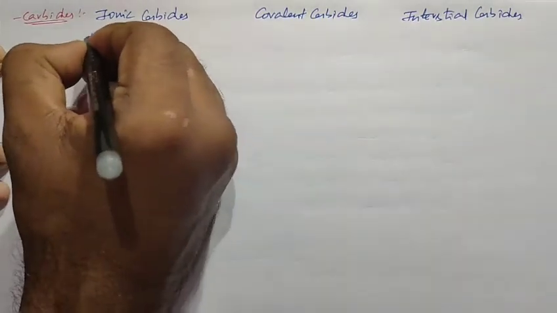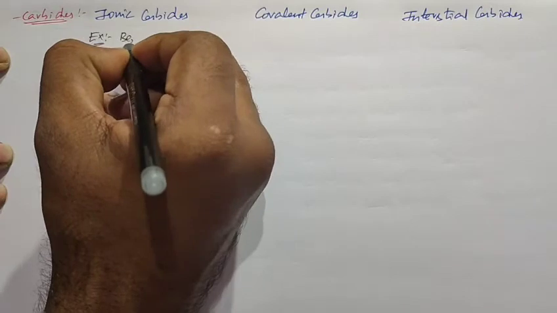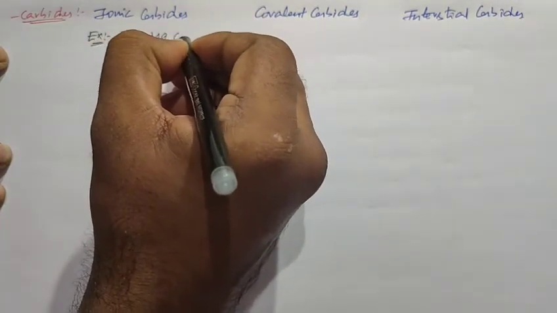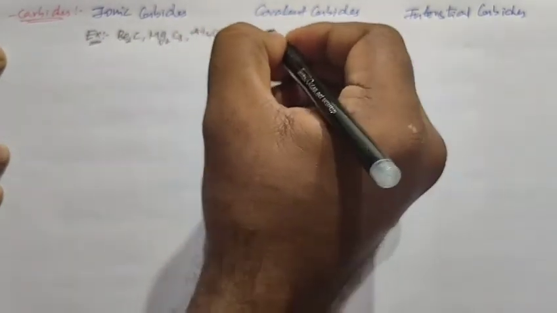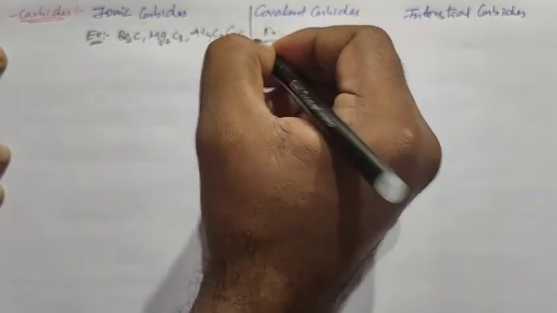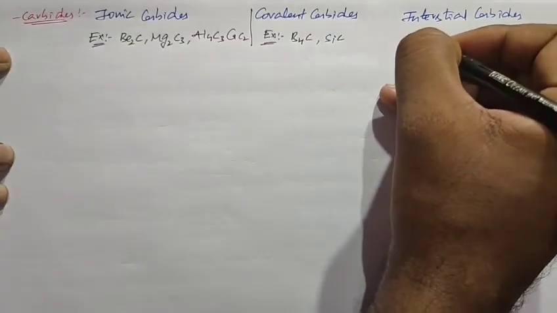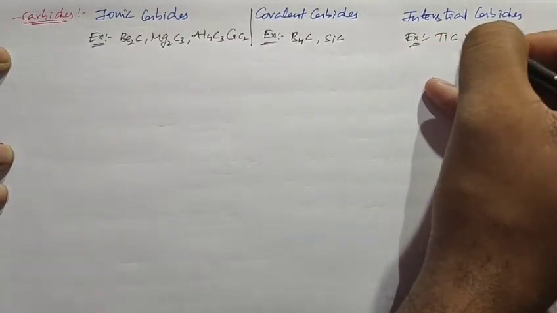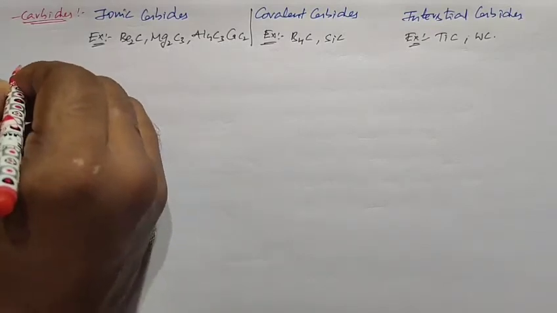If you see the examples for ionic carbides, most ionic carbides are of elements of 1A and 2A. For example: Be2C, Mg2C3, Al4C3, and CaC2. Examples of covalent carbides are B4C and SiC. Examples of interstitial carbides are TiC and WC, that is, titanium carbide and tungsten carbide. So these are the carbides of fourth group elements or carbon. And next one is compounds of silicon.